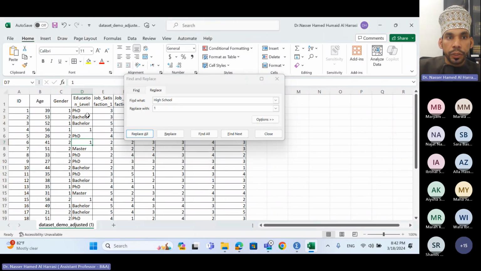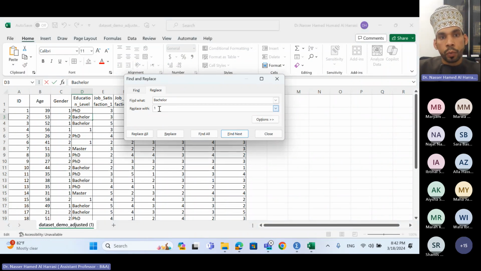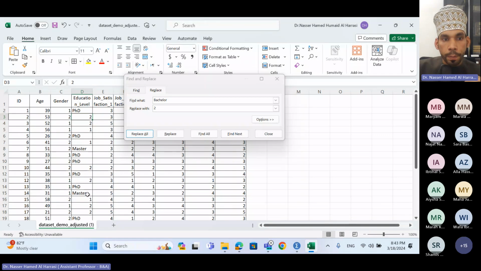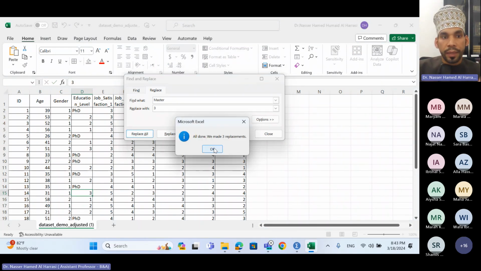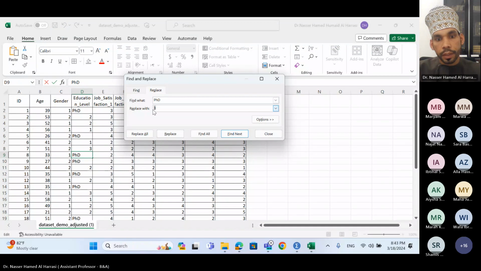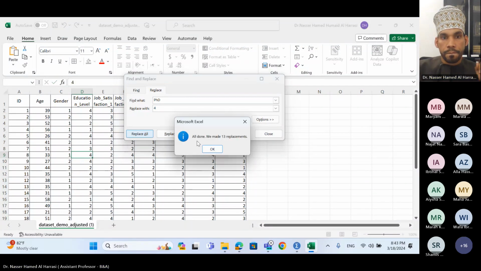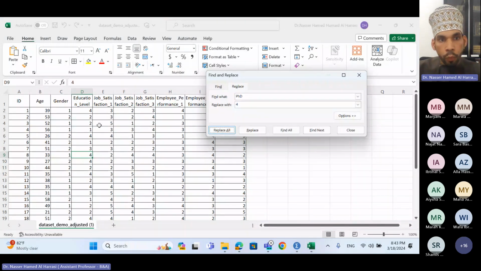Then we will move to the bachelor degree. We will replace it by the second number, which is equal to 2. Then replace all. Then we are going to move to the master degree and we will replace it by number 3. Replace all. And then finally, we are having the PhD. We are going to replace it by number 4. See, now we have already converted all the words which are available in our data sets into numbers. Then we can take it to the SPSS.